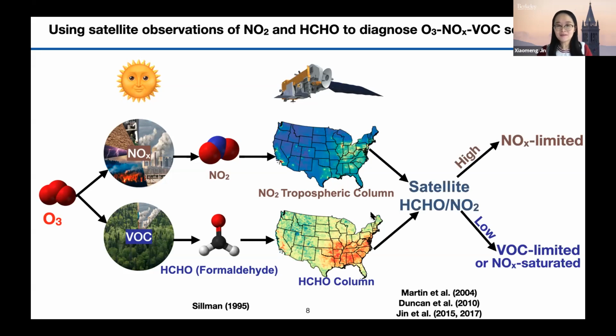Studies have used the ratio of formaldehyde to nitrogen dioxide to diagnose the ozone NOx-VOC sensitivity. In general, when the ratio of formaldehyde to nitrogen dioxide is high, it often means the ozone production is NOx limited, where NOx emission reduction is more effective than VOC emission reduction. On the other hand, when the ratio is low, it often means the ozone production is VOC limited, or NOx saturated, where VOC emission reduction is more effective, while NOx emission reduction is actually counterproductive because of the NOx titration effect. So this is the basic idea of using the ratios to diagnose the ozone chemistry.